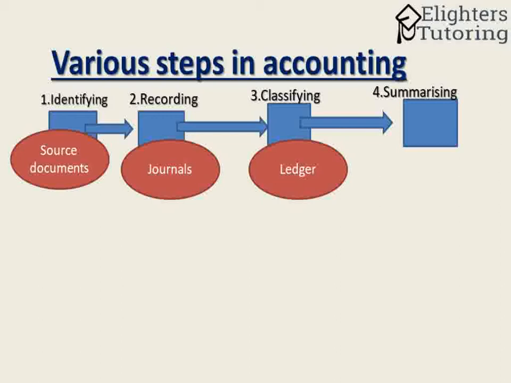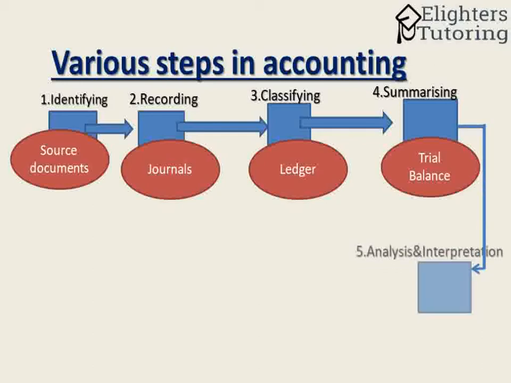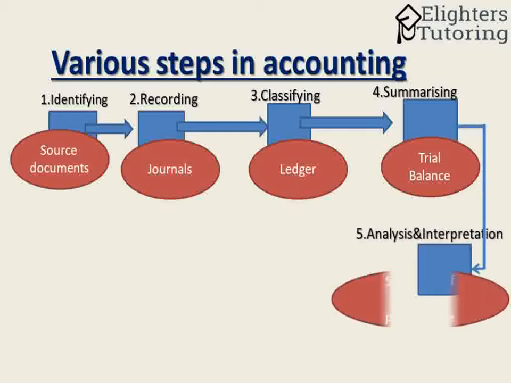So the summarizing is done by a trial balance. The work of a trial balance is to transfer the balances from the ledger and put them in a summarized way that can be used to prepare the final statements. We usually have two final statements, where the figures transfer from the trial balance. The first, which comes after the trial balance, is the analysis step, which is done by the statement of financial performance. Sometimes we call it a trading profit and loss account.